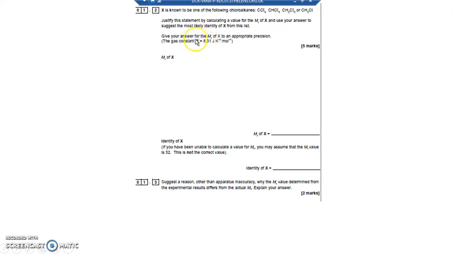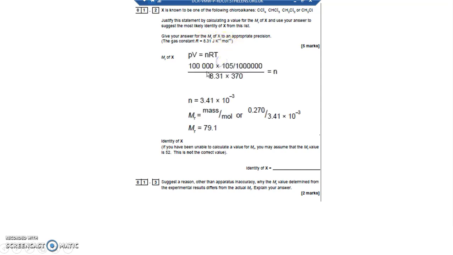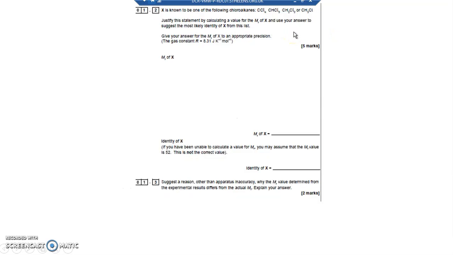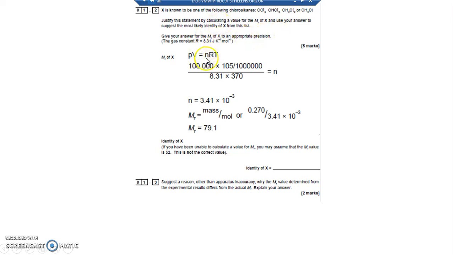So if you're given a gas constant, you're going to use PV equals nRT, where you've got pressure, volume, n is the number of moles, R is the gas constant, and T is the temperature in Kelvin. So you could rearrange that. We've got to try and work out n, the number of moles. How do we know that? Because we're given a pressure of 100 kilopascals, a temperature of 97 degrees C, the gas constant, and a volume as well. So we've got everything we need apart from n.